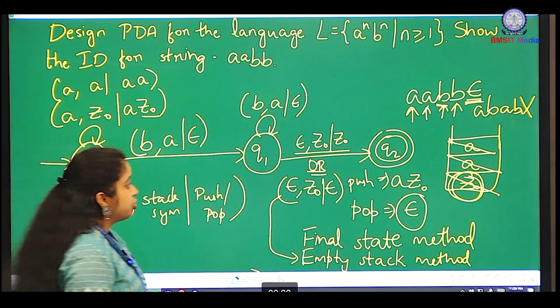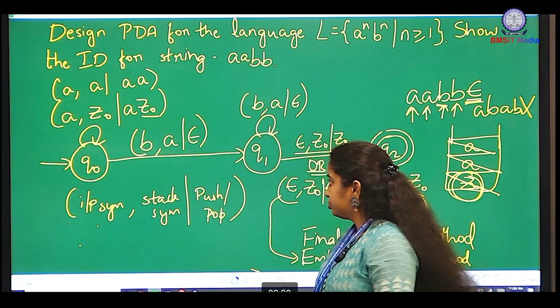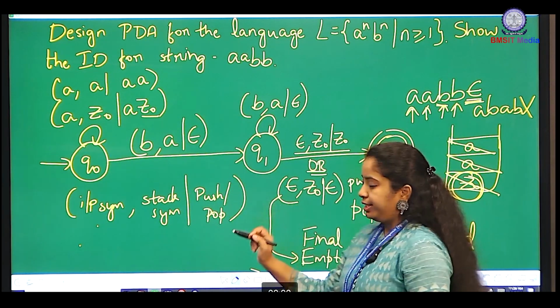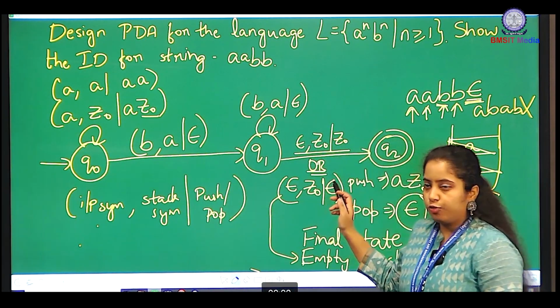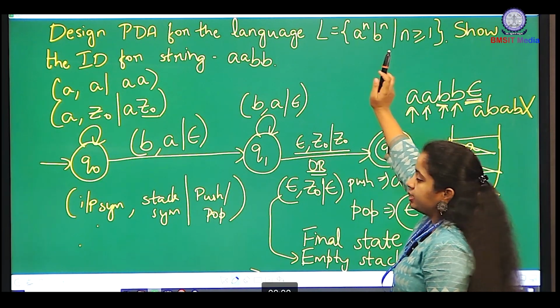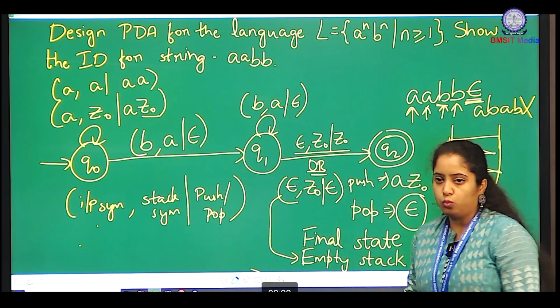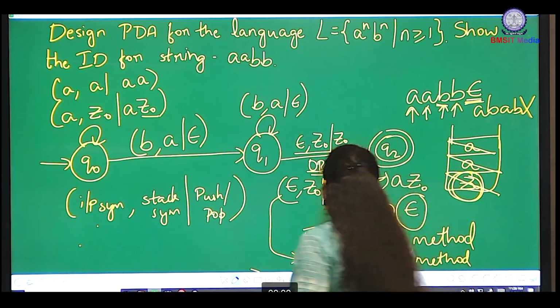I hope this is understood. So here we have designed the PDA for the language L equal to a power n b power n such that n is greater than or equal to 1. We will see a few examples.